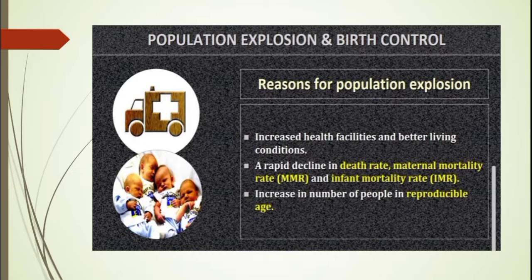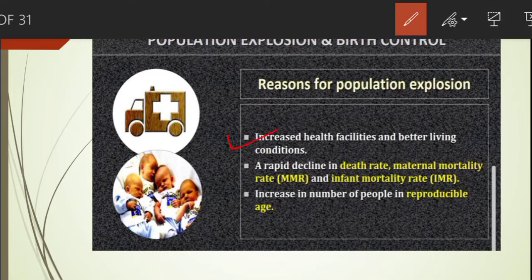Now, the expected reasons for the population explosion may be: number one is the increased health facilities and better living conditions; rapid decline in death rate and maternal mortality rate, MMR. Mortality means the death rate. So there is a reduction in the maternal, means mother, mortality, death rate. Increase in number of people in reproductive age, decline in infant mortality rate, IMR. That also causes the population explosion.